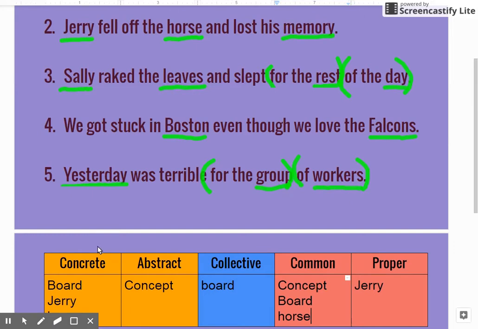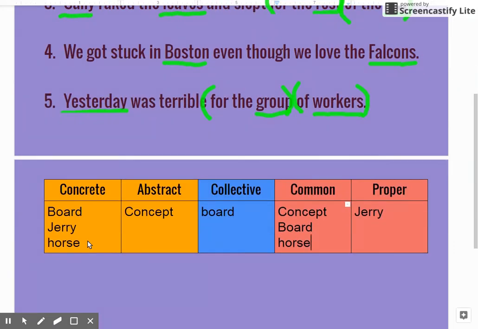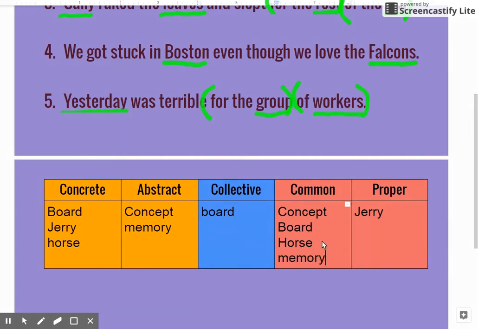And then he lost his memory. Well, can you see, taste, touch, smell, or hear memory? No, you can't. So that makes memory an abstract noun. Is memory a collection of things? Some people could argue yes, but it's really not in this case. And it's also going to be common. It's not a particular memory with a title or anything fancy like that. It's just good old memory.